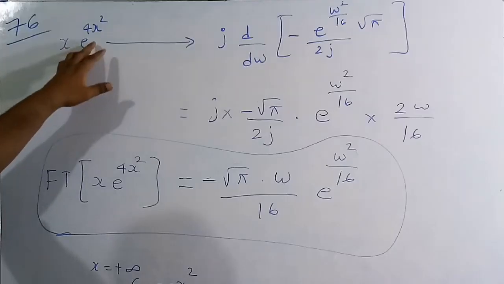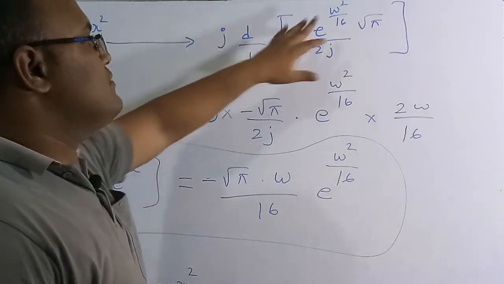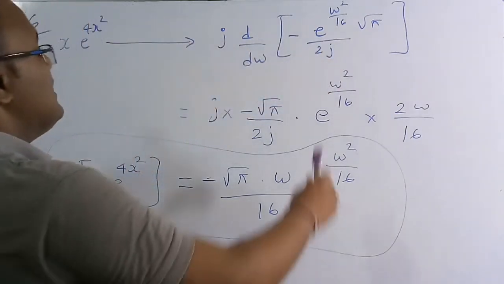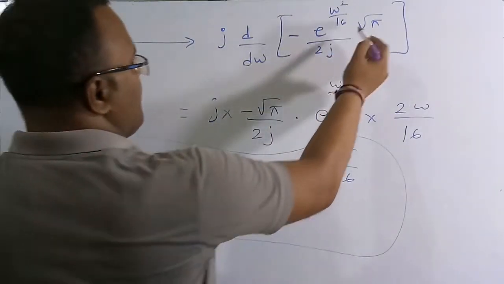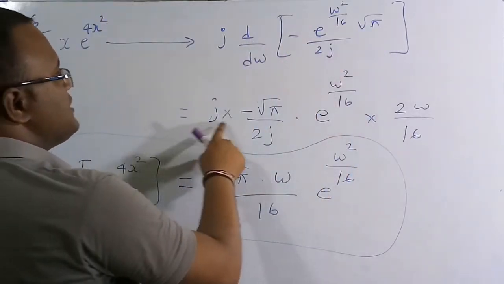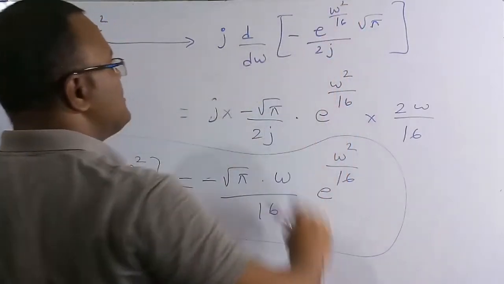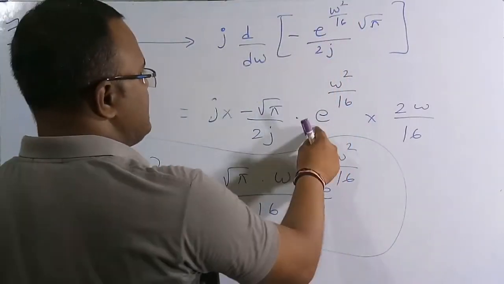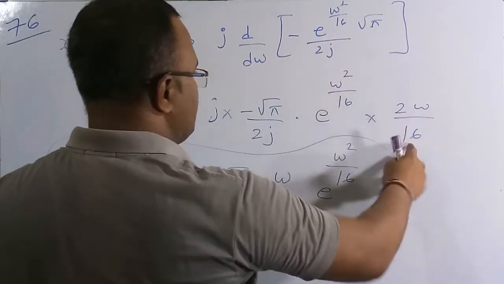So for x into e to the power of 4x square, the Fourier transform is j into d by d omega of this expression. So now we have to do the differentiation of this expression with respect to omega. Minus root pi by 2j is a constant, so we can take it outside the differentiation. So j into minus root pi by 2j. Now we have to differentiate e to the power of omega square by 16, which gives e to the power of omega square by 16 again, times 2 into omega by 16.